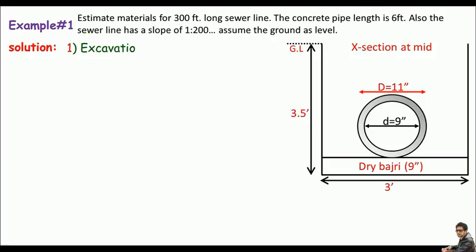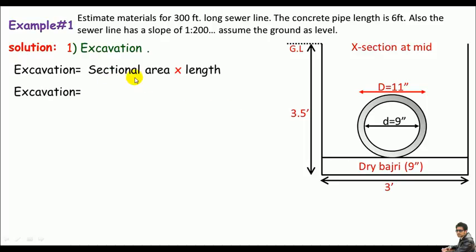Remember, my first approach is excavation. The excavation may be termed as the cross-sectional area of the trench times the length. The cross-sectional area is given and the length is also given, so I need some plug and chug. The depth is 3.5 and the breadth is also known. So the breadth times the depth is the cross-sectional area, times the length, which is 300 feet, the length of the sewer line. If you do the math with all these three, you get the excavation as 3150 CFT. So we'll excavate the trench 3150 CFT.